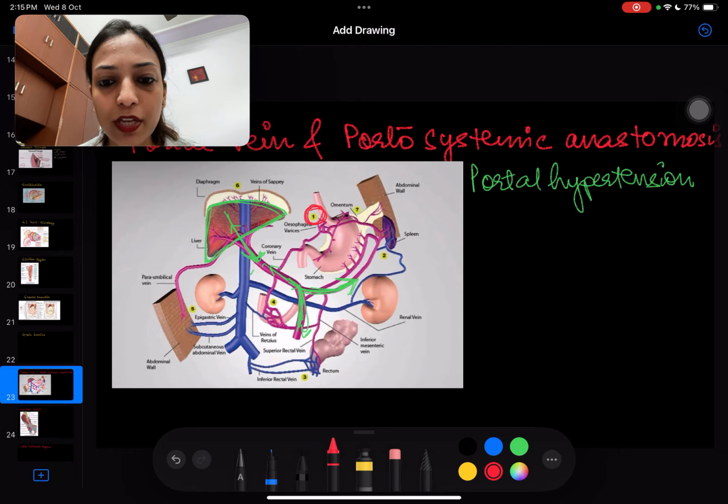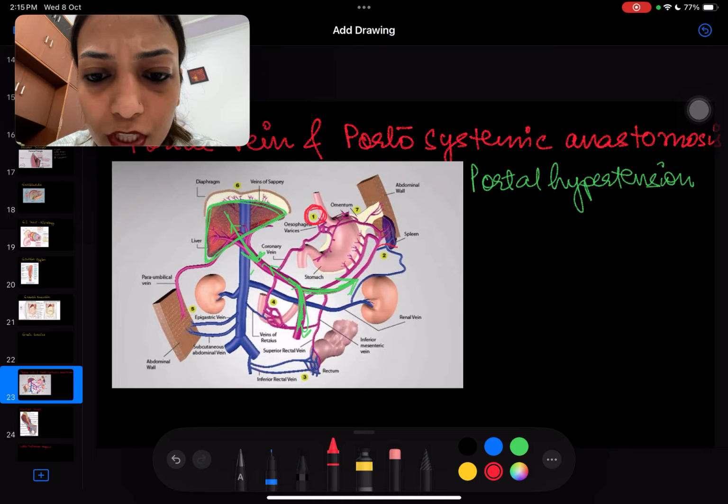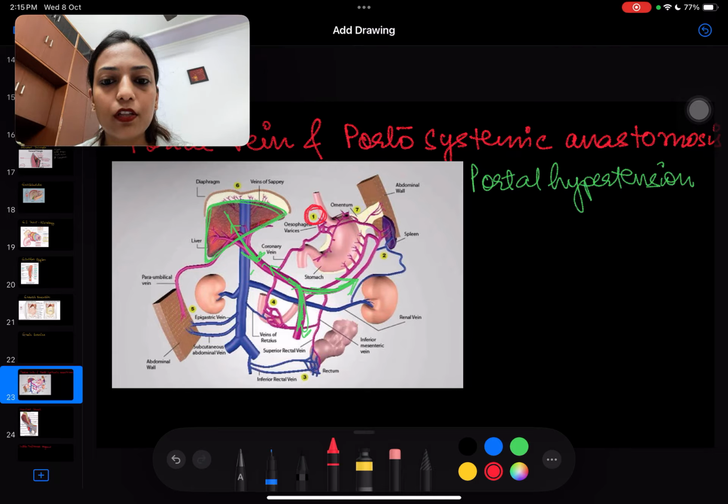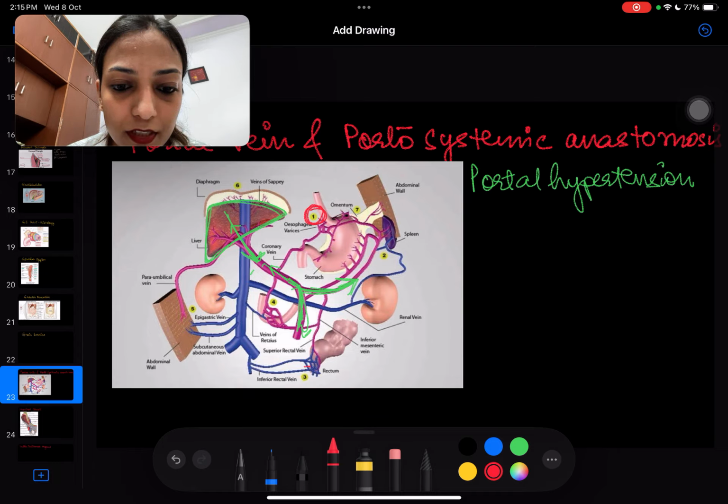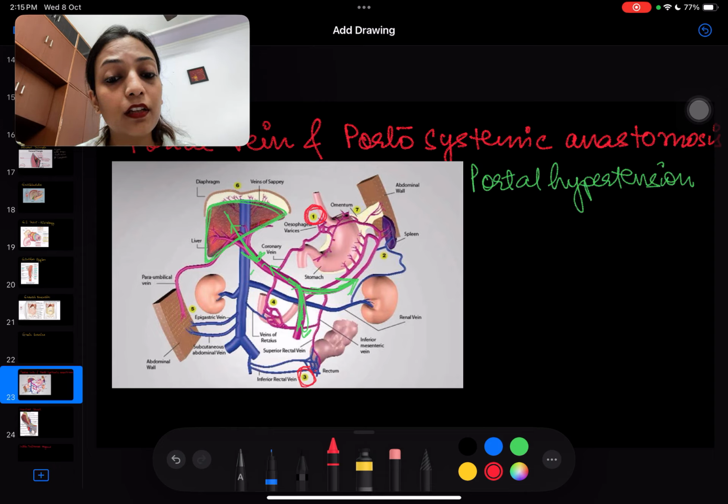Now let's go to site number 2. Can you see here? This is the spleen. Near the spleen is site number 2. Let's go to 3. 3 is here. This is the rectum and the inferior rectal vein. At the rectum also, there is anastomosis between the superior and inferior rectal veins.